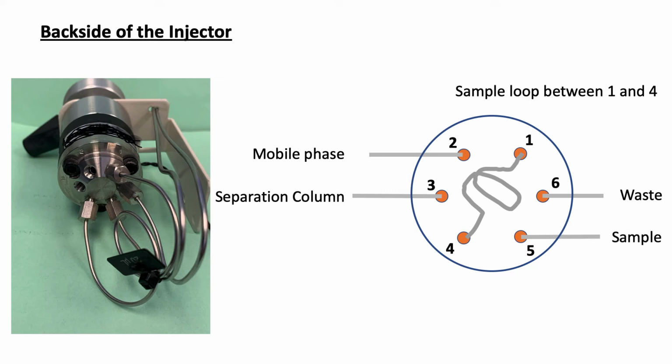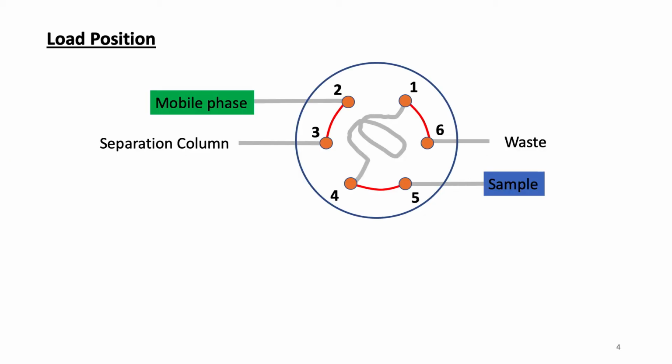Although visually only port 1 and 4 have a connection through the sample loop, these ports actually connect with others internally at different positions. At the load position, port 2 and 3 internally connect, port 5 and 4 internally connect, and port 1 and 6 internally connect, as reflected by the red lines between their ports.